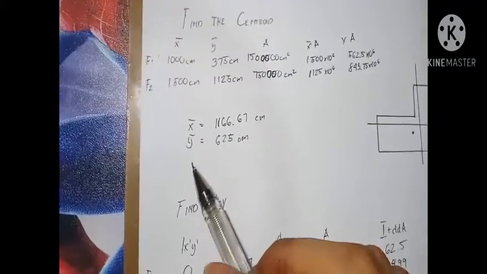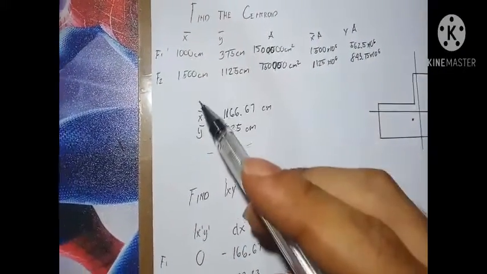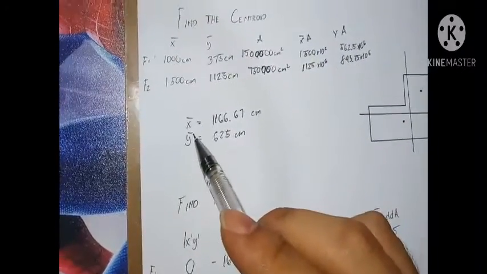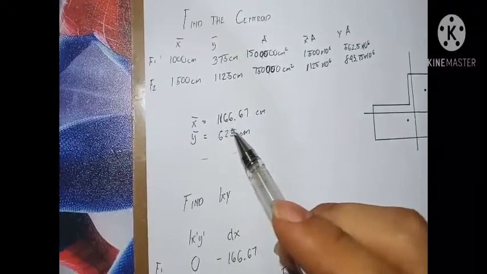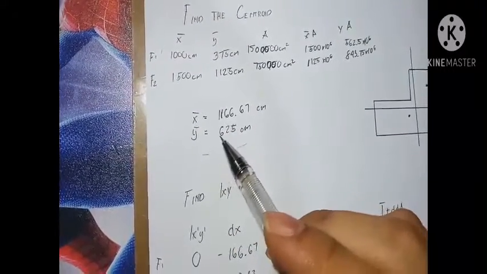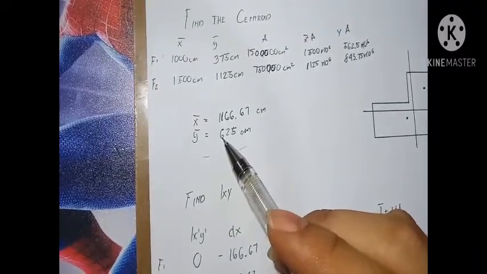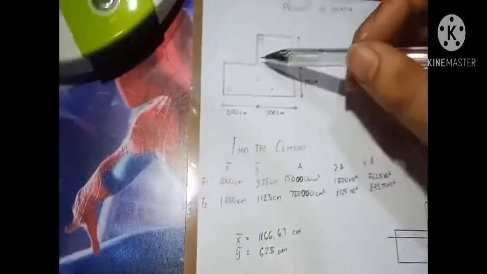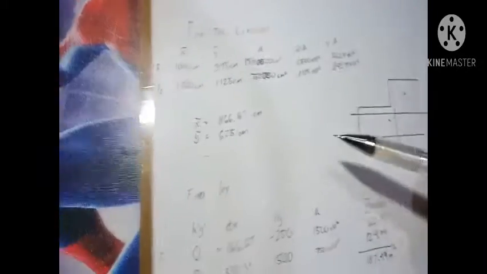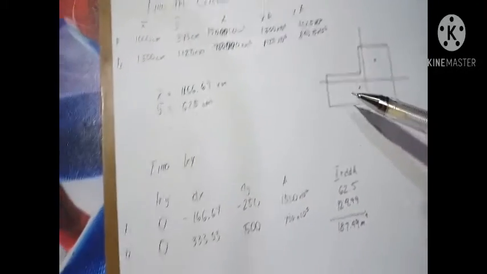And we have the overall centroid position. We have the x bar of 1166.67 centimeters and a y coordinate of 625. If we graph this, we find the centroid right about here, right about there, yeah, there.